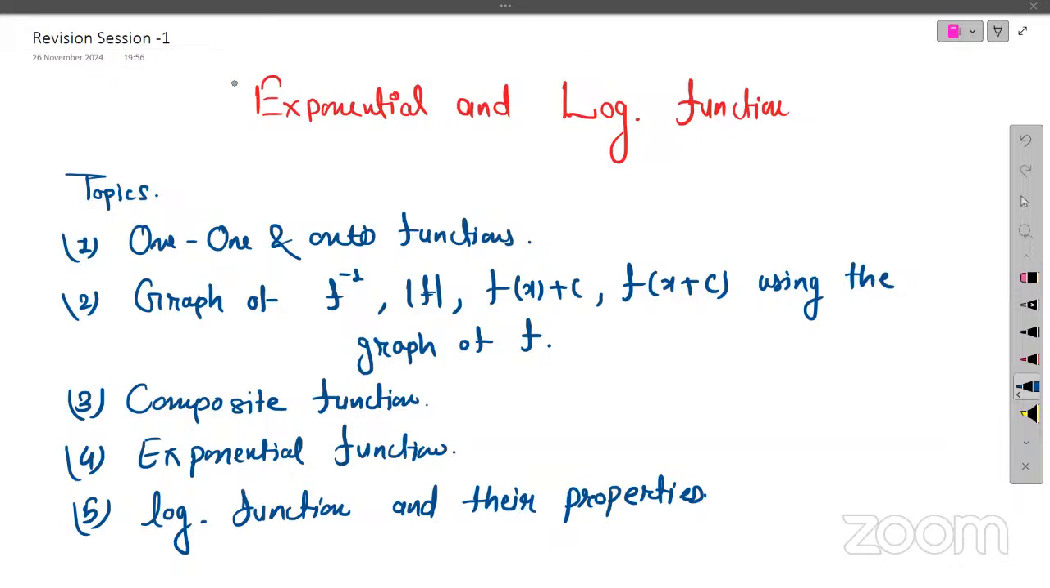So these are the topics I want to discuss today. Today is the first revision session. So we'll cover the topics from week 5 and week 6.